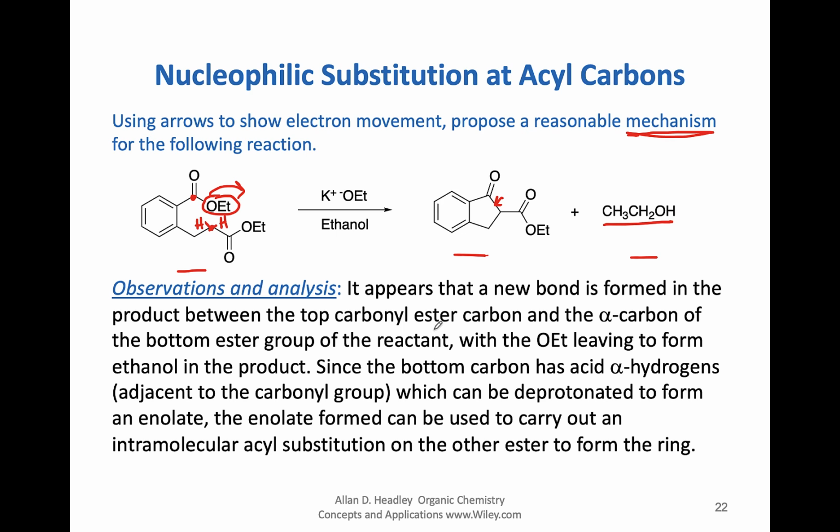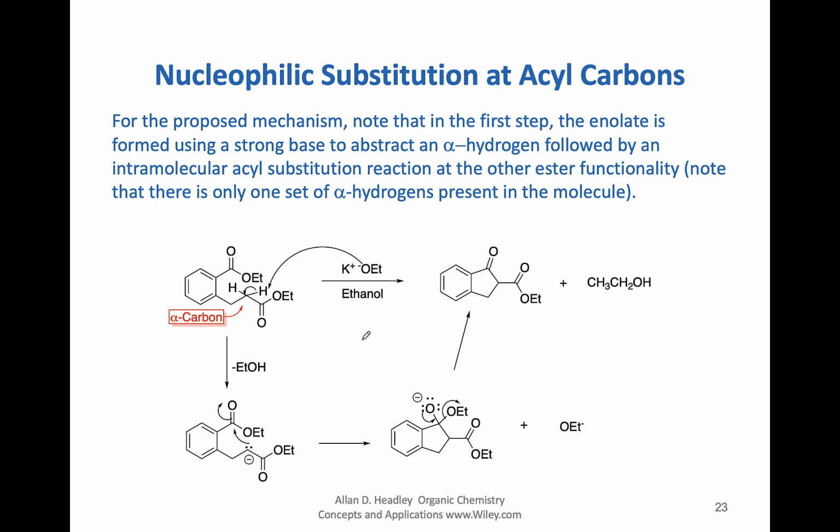But when you're asked to write a mechanism, please do not answer the question using sentences. This is just our initial observation and analysis. What is required is using arrows to show what happened. As chemists, that is the way we communicate. We communicate by symbols, by arrows, etc. Not too many words. So here's what happened.